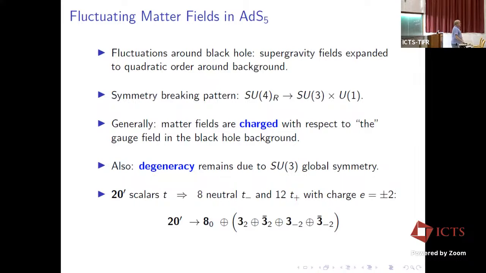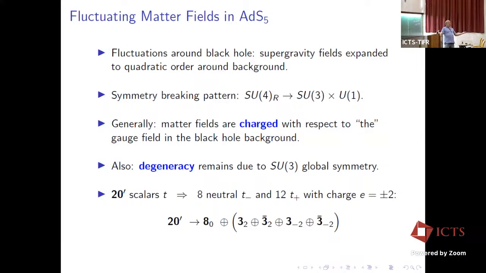But some degeneracies remain, basically because there's this SU(3) global symmetry. It's a little bit like we got 20 fields as a package, and all the 20 were kind of similar. Similarly, I'm still going to get some things that are kind of similar. They're in packages, but smaller packages. In fact, these 20 scalars are going to fall into a package of 8 that are neutral under the U(1) that sits in the background, and 12 that have charge, where my normalization is 2.